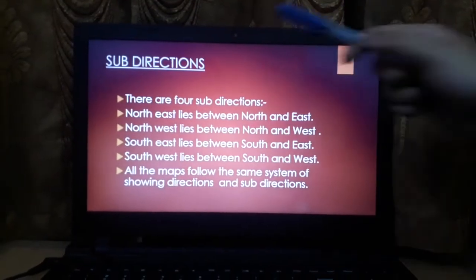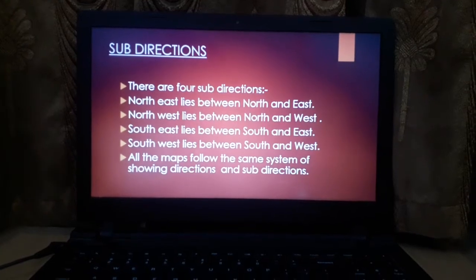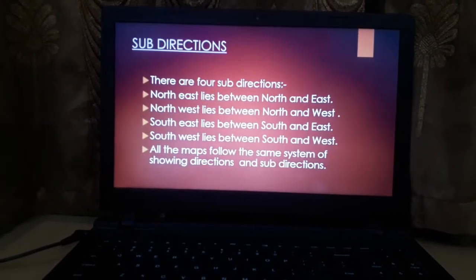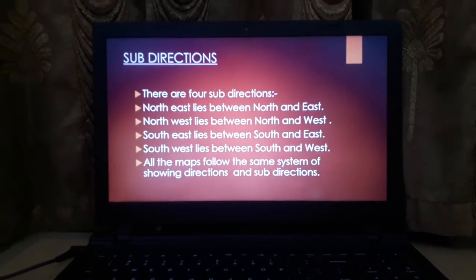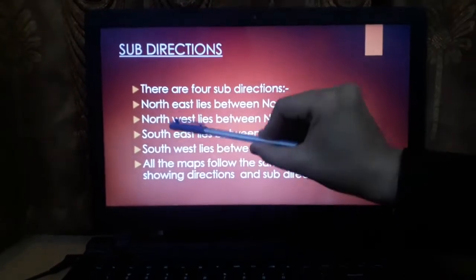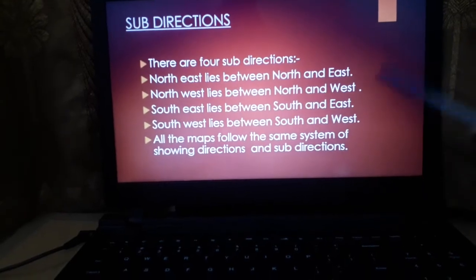Now comes the sub-directions. Students, now we have discussed directions, the north, the south, the east, the west. Now we will discuss the sub-directions. What are the sub-directions? There are four sub-directions. What are they? The north-east, that lies between north and east.